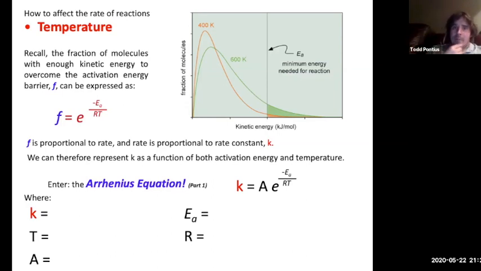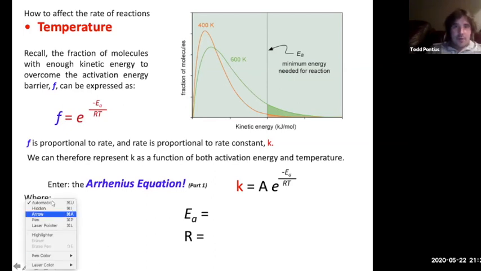So here we have our Boltzmann distribution, and we see if we compare between 400 Kelvin and 600 Kelvin.